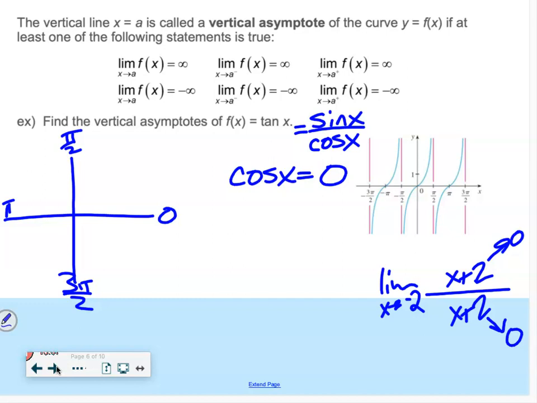Now, how do I know if sine is positive or negative? There's 2 ways to do it. One is to know the acronym, right? So one way is to know All Students Take Calculus, right? How many of you have learned All Students Take Calculus?